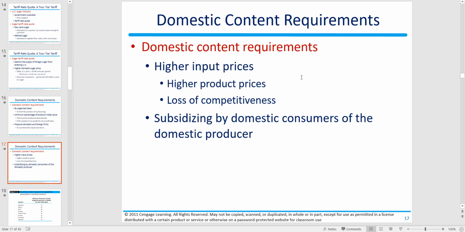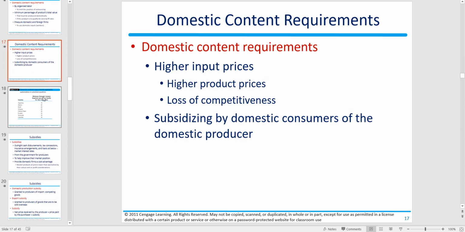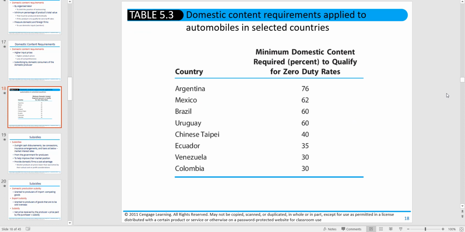The consequence of it is again higher input prices, because if they were able to compete with foreign nations, they wouldn't be asking for protectionism, or at least it wouldn't be given. They wouldn't be asking for domestic protectionism. And it's subsidized by the domestic consumers, because the consumers end up paying a higher price. So here is an example of domestic content requirements from selected countries. In Argentina, if you want to sell a car there, 76% of it has to be produced domestically.